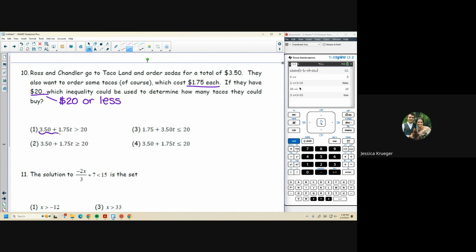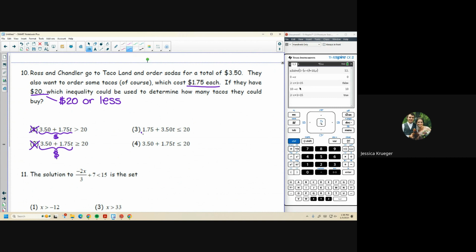Choice 1 says that the amount that they spend, because this is the money they spend, could be more than 20. No good. Choice 2 says the same thing. The amount they spend could be greater than or equal to 20. That's no good. So now I just need to look at choices 3 and 4.